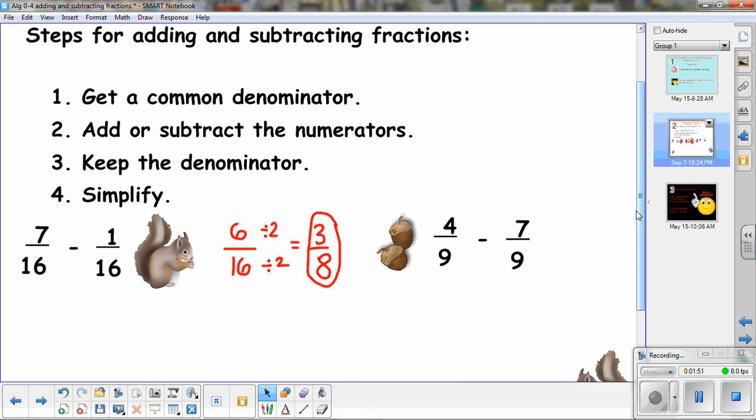In our next example, 4/9 take away 7/9, we already have a common denominator, so we're going to move on to the second step, add or subtract the numerators. 4 take away 7. You may recognize 4 take away 7 as being -3, or you might want to change it to adding the opposite since you're taking away a larger fraction from a smaller one. 4 plus a -7 is -3.